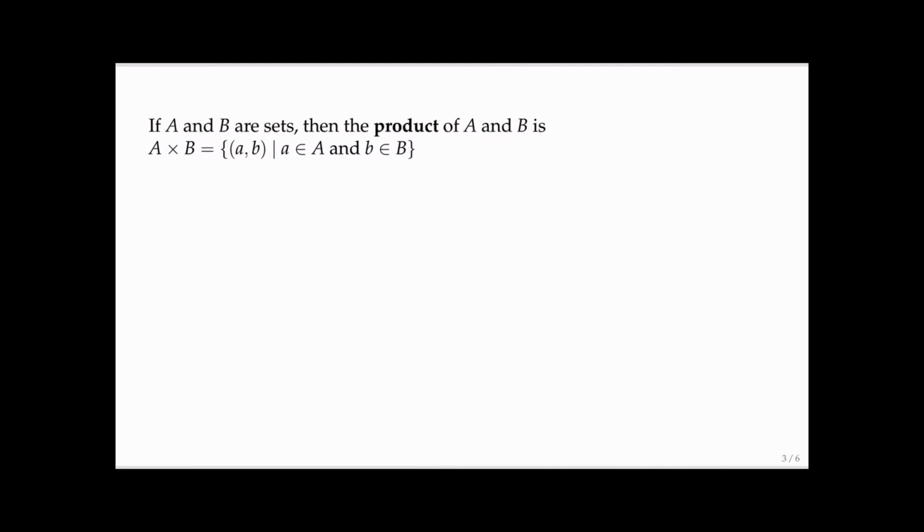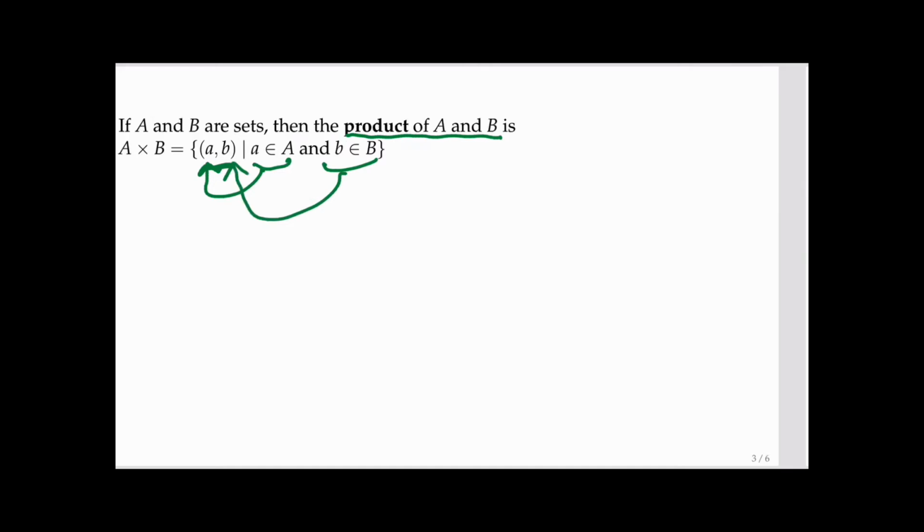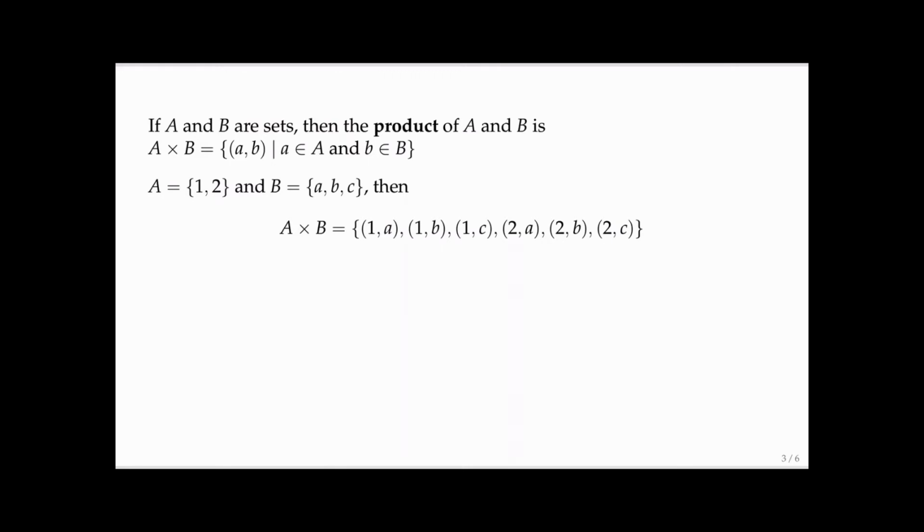Now, in order to form sets of tuples, we use the idea of a product of two sets. So if A and B are two sets, then A cross B is the set of all tuples where the first component comes from A and the second component comes from B. So for example, if A is equal to the set {1, 2}, and B is equal to the set {A, B, C}, then A cross B is the set of these 6 tuples right here.